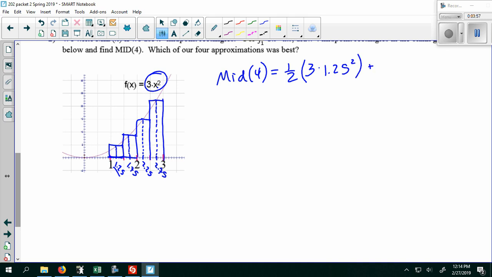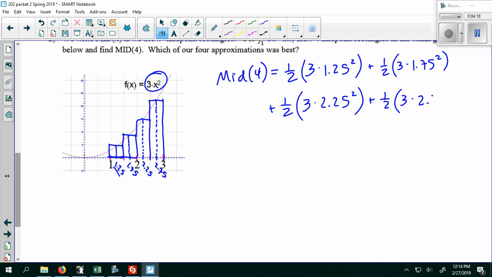Okay, my next rectangle, it has a base of a half and a height of 3 times 1.75 squared. Third rectangle, base of a half times the function value at 2.25, so 3 times 2.25 squared, plus a half times 3 times 2.75 squared. And this comes out to 25.875.